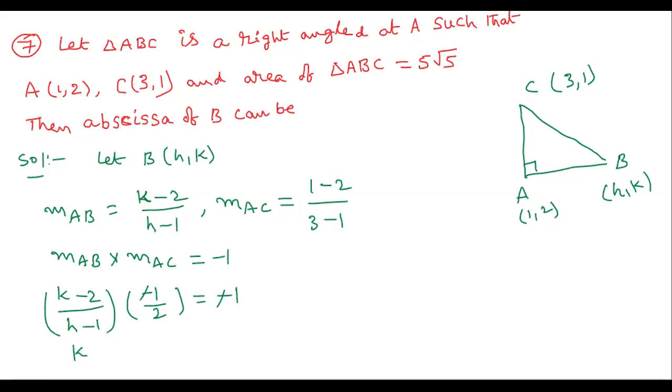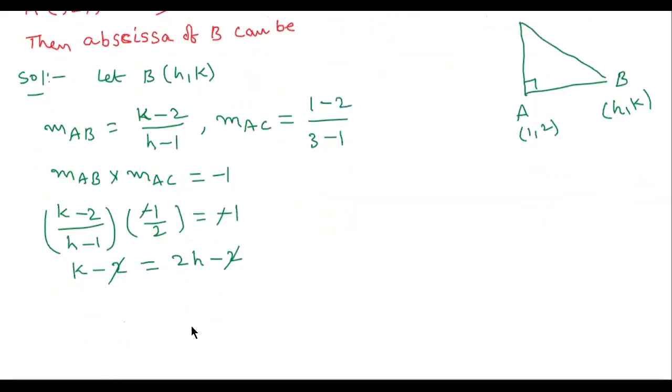And now calculate this. K minus 2 is equal to 2H minus 2. Here minus 2 can be cancelled. We get K is equal to 2H. This is one condition. Next, the area of the triangle is given. Area of triangle ABC, how much is given in the question? That is 5 root 5.